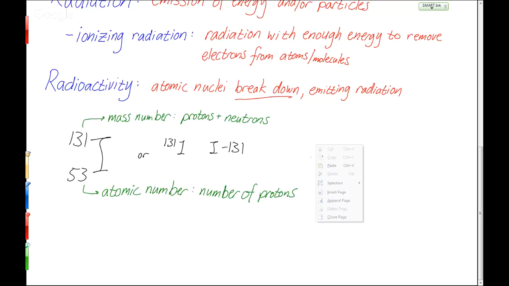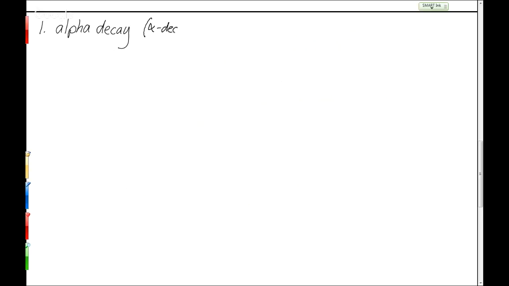All right, so let's look at some reactions. And we will do a lab with this too, so we'll get to see some of these particles and things. We're going to look at 3 different types of decay reactions, and then a couple other ones if we have time. The first one is called alpha decay. Sometimes using the Greek letter alpha.